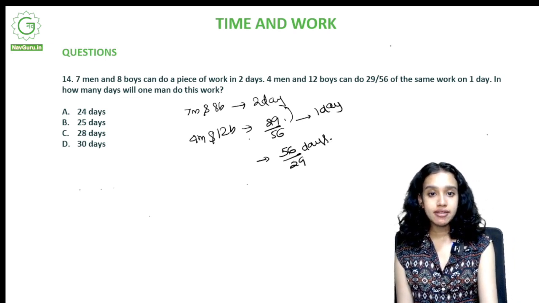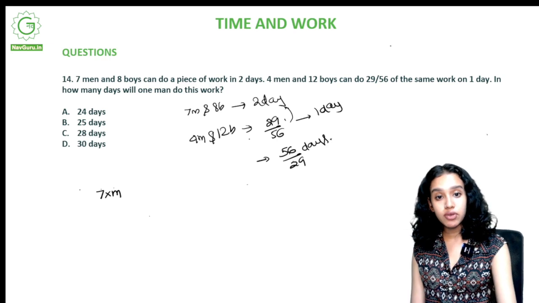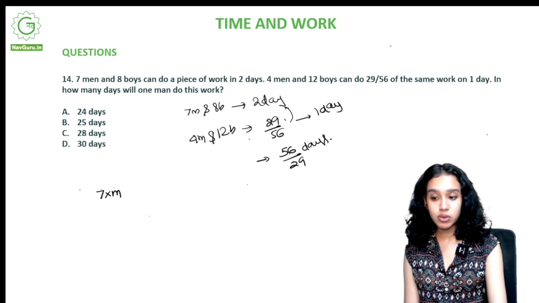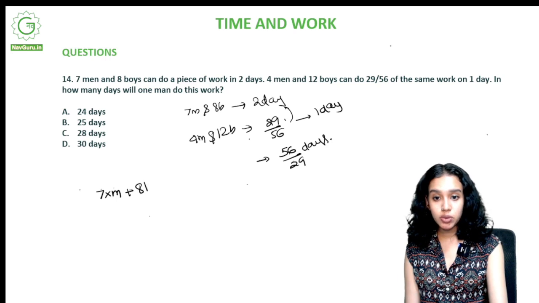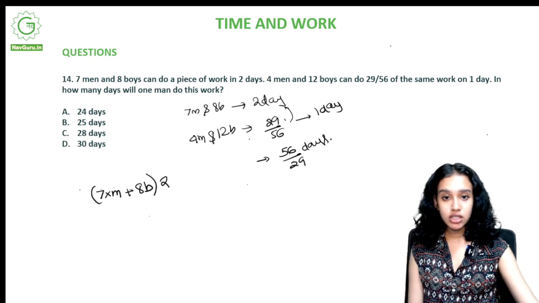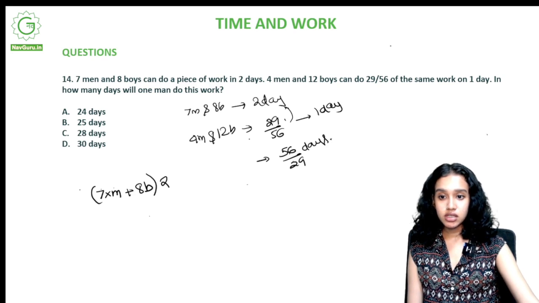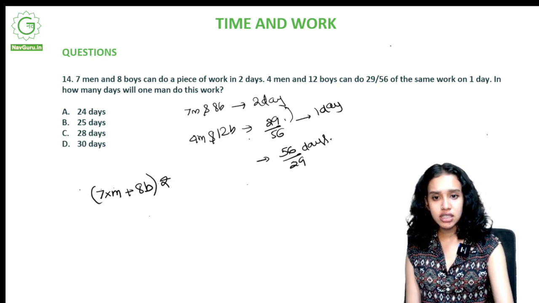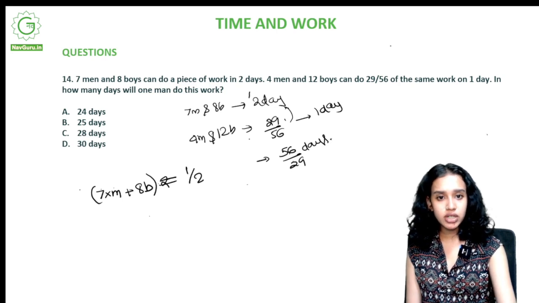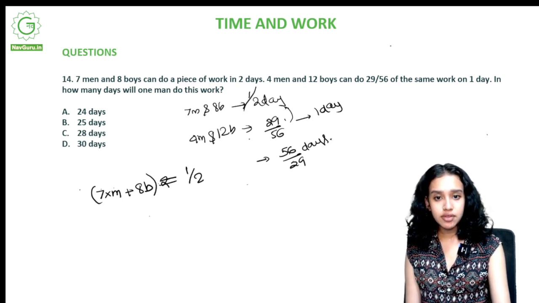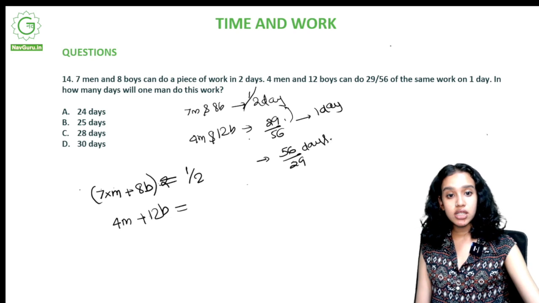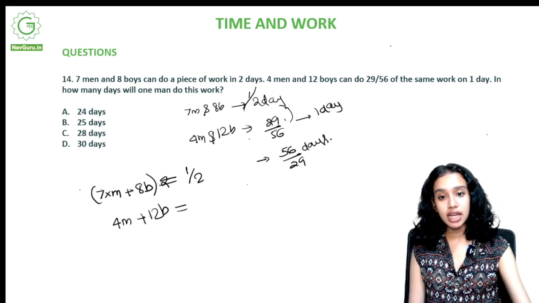Now we have 7 times the work done by men. What is the work in 1 day? So it's 7 times the work done by men plus 8 times the work done by the boys into 2 times, right? The total work done, we could say that this is equal to 1 by 2. The amount of work done in a day is 1 by 2. And here we have 4 men and 12 boys doing the same amount of work. What is the amount of work done in 1 day? It's equal to 29 by 56.